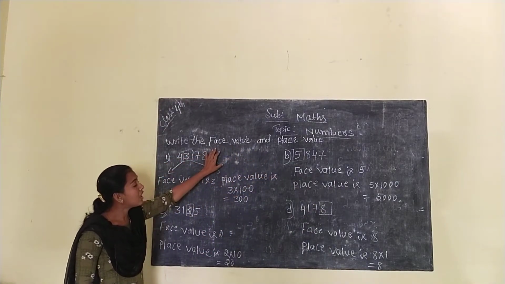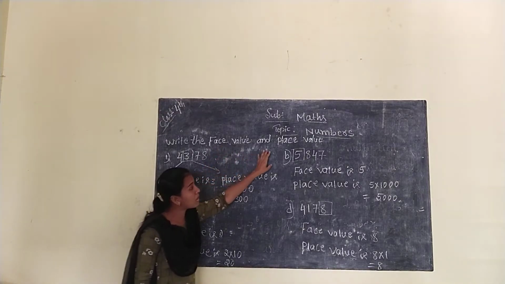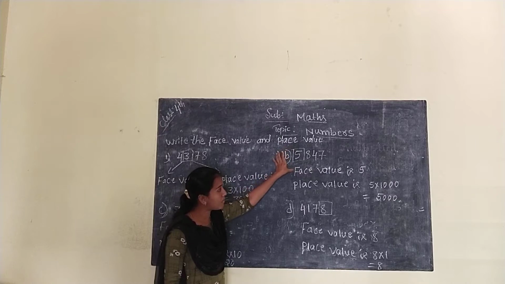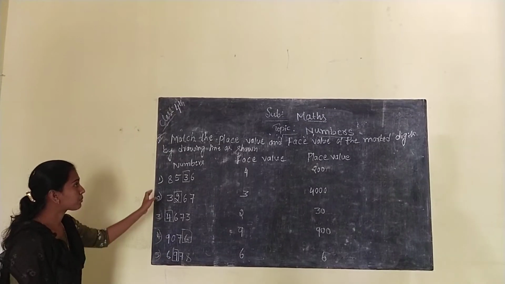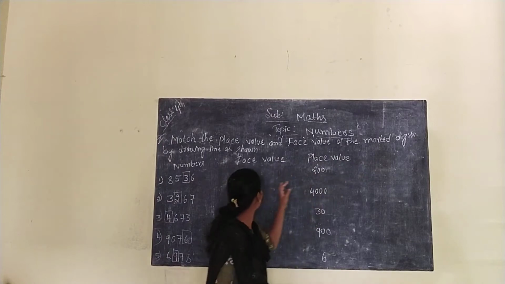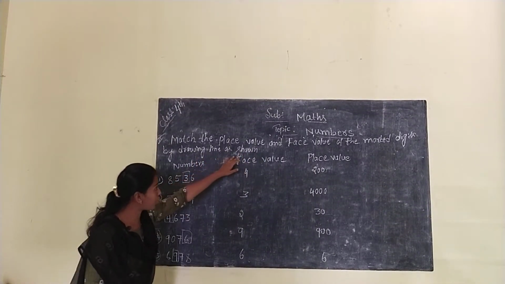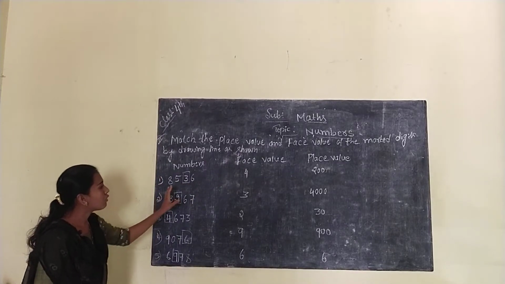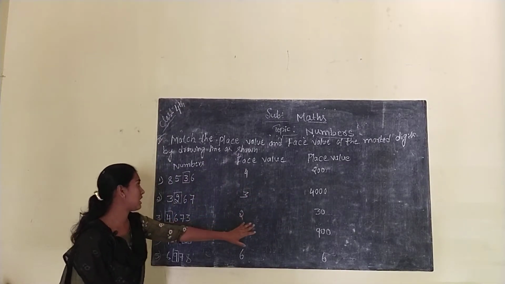Okay, given some numbers, we have to find out face value and place value. Face value means constant, does not change the value, but place value is digit multiplied by place. Suppose units to tens to hundreds to thousand. Next, match the place value and face value of the marked digits by drawing lines as shown. Some numbers are given, and face value and place value are also given. We have to match the correct answers.